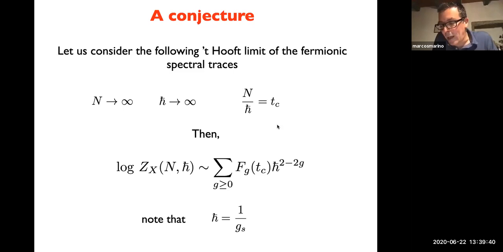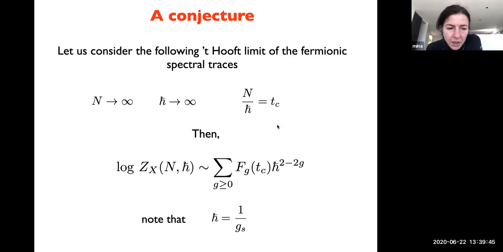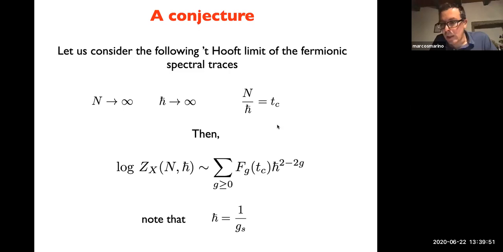And remind me, in that story, the ABJM model was supposed to describe M2 branes on what? On AdS4 times S7.